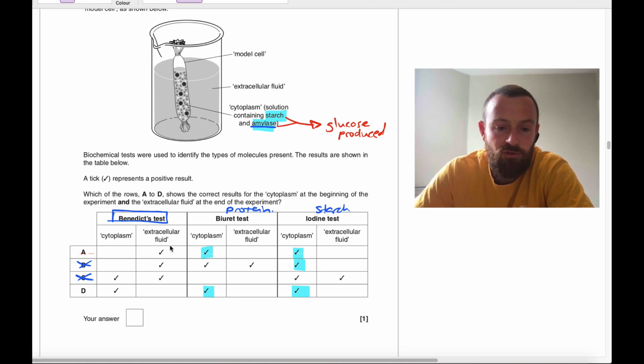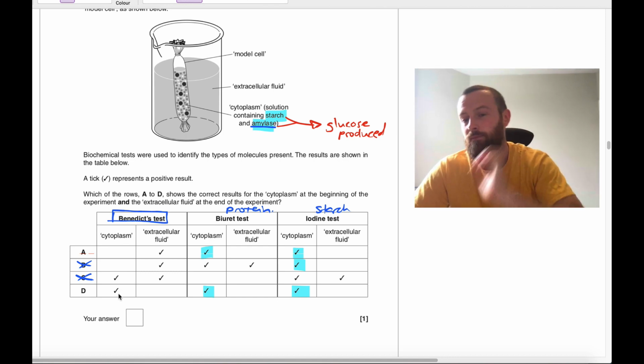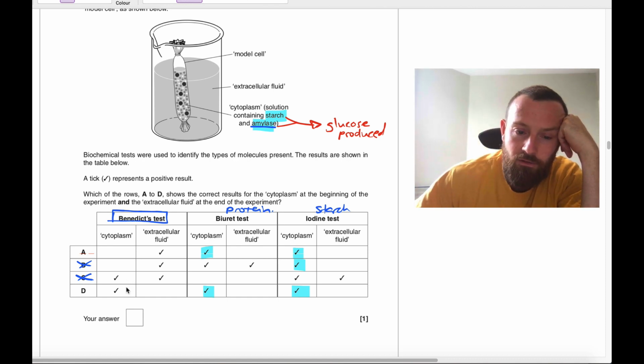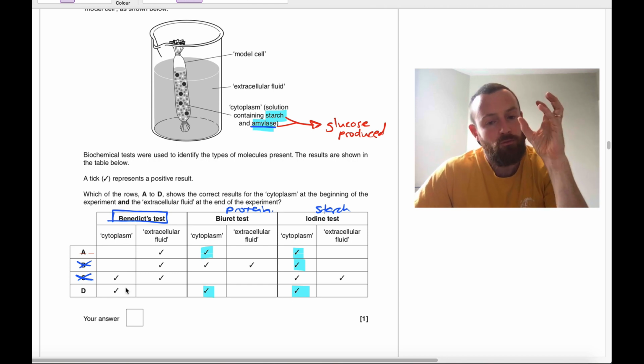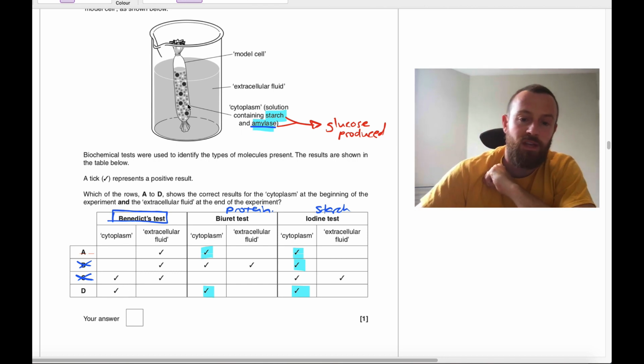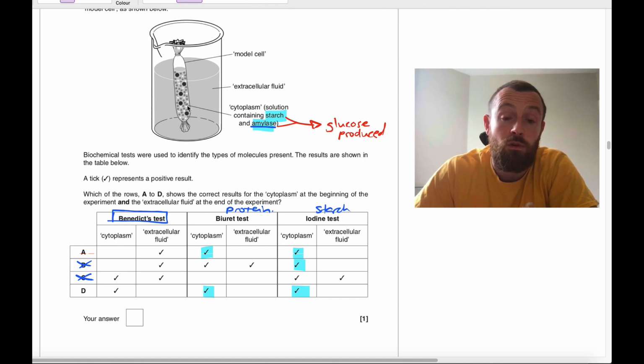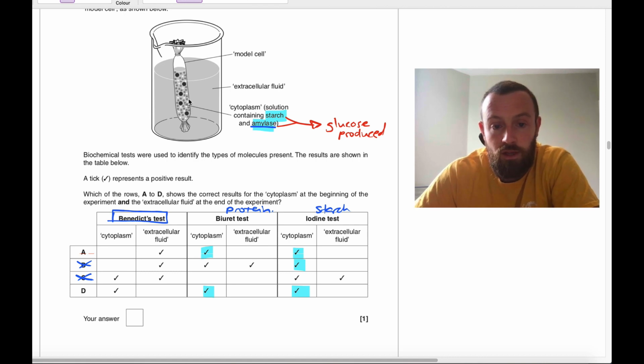Would we find it in the extracellular fluid, or would we find it in the cytoplasm? Now, it's a kind of a tricky one. I don't love this question. I think it's slightly misleading. The reason is glucose will be produced inside the cytoplasm. However, then it will move out, it will diffuse out because it can get through the membrane.